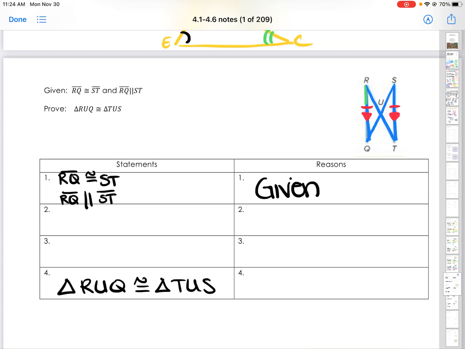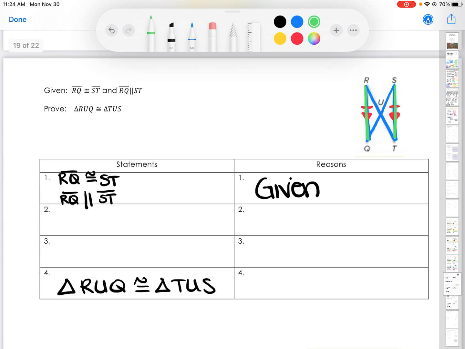All right. And then we're given RQ is congruent to ST. We're also told they're parallel to each other. Okay, so parallel should kind of be screaming to me. It should scream out to me that I'm thinking alternate interior or corresponding or something along those lines. That should be an idea to think transversal.